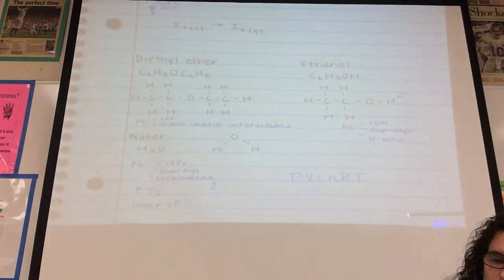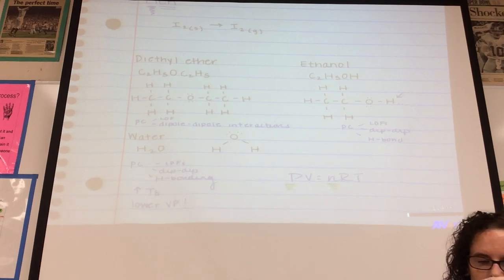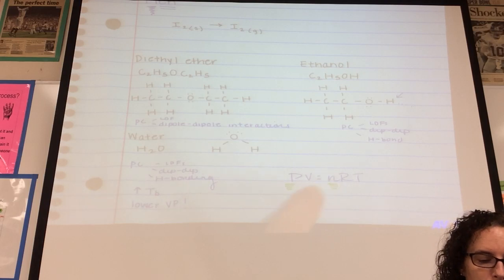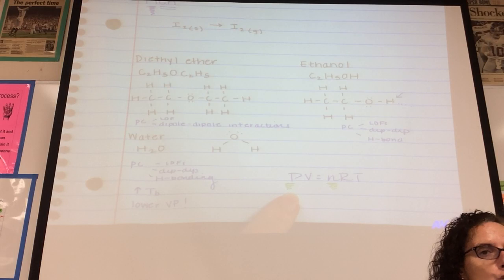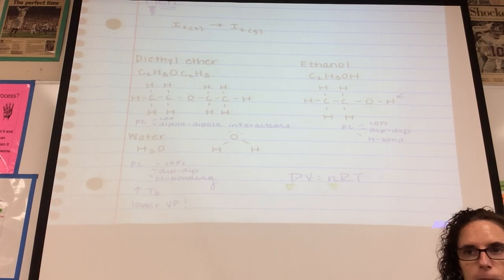What do you know about the relationship between pressure and moles? It is definitely direct. If you move n over here, you would be dividing. When you divide variables, they are directly related. So with stronger IMFs, you have fewer gaseous molecules, and as a result, the vapor pressure is lower. Yes, yes? Very important concept.